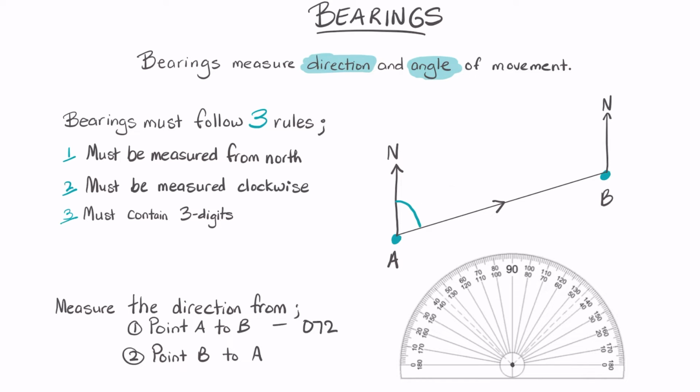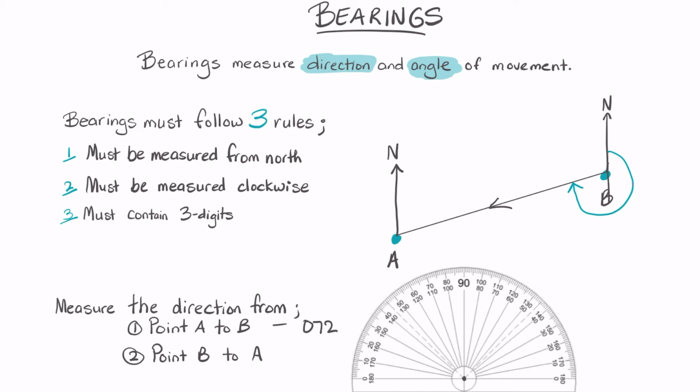Now let us find the direction from point B to A. In this problem, we're moving in this direction from B to A. We have the north line. Now we must measure clockwise. So the angle that we're looking to measure starts at the north line and it moves around in this direction right here. As you can see, the protractor is a semicircle. It's not a full circle.